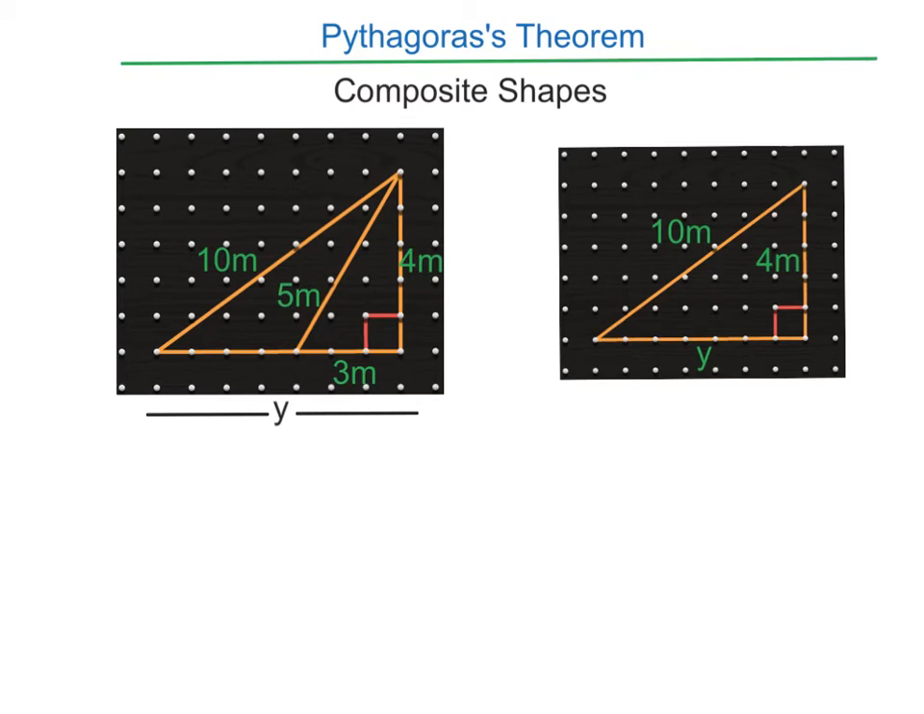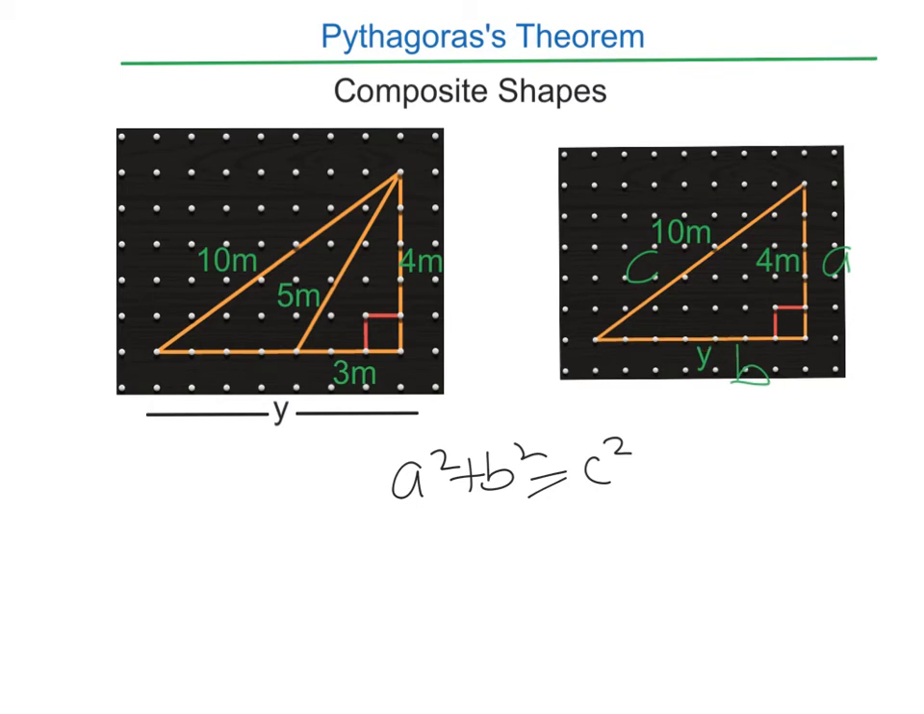I'm going to label my triangle. This is the longest side, so it's C. This is another side, a short side. It can be A, this one can be B. Let's write Pythagoras' theorem. A squared plus B squared equals C squared. Substitute in. A is 4, C is 10, B we don't know, which B is actually going to be Y.